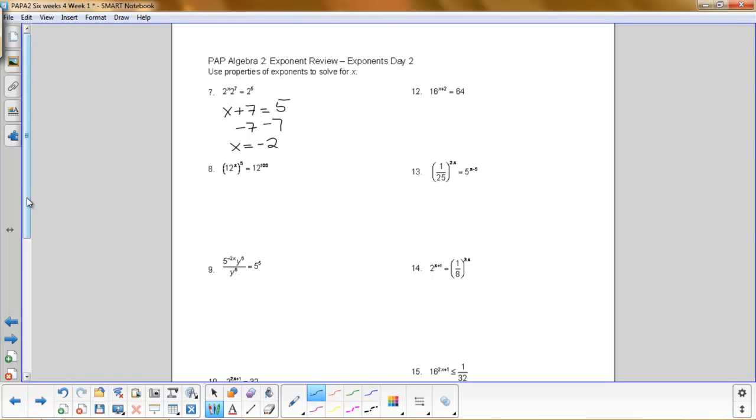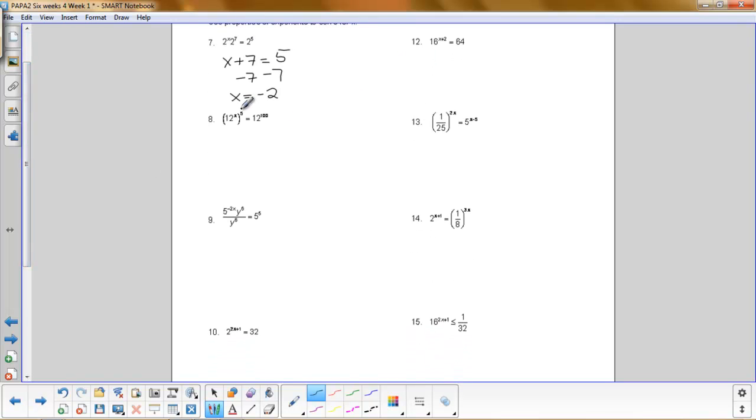Alright, number 8. What I'm going to do here is distribute this in, and I get 12 to the 5x power equals 12 to the 100 power. The bases are the same, so I'll drop them out. 5x equals 100, divide by 5, and my final answer is x equals 20.